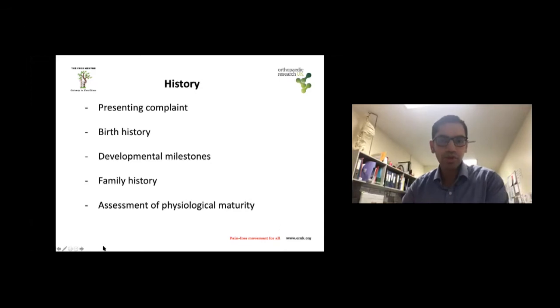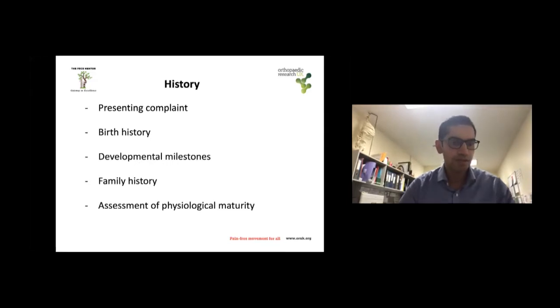When you approach and take a history from a patient with adolescent idiopathic scoliosis, you have to ask them what the presenting complaint is. Patients often present with unlevel shoulders, waistline asymmetry. They may complain that one hip is sticking out, or a rib prominence. This is most usually identified by the patient themselves or a family member or a general practitioner. Sometimes the patients will present with back pain.